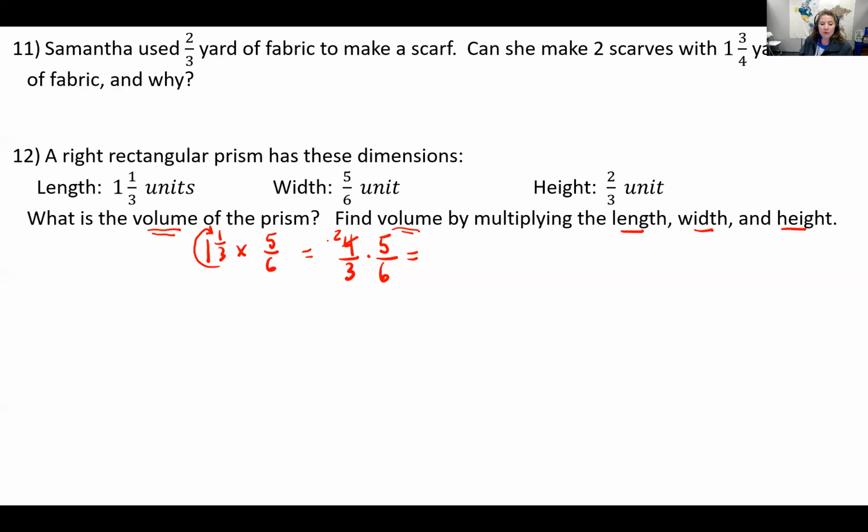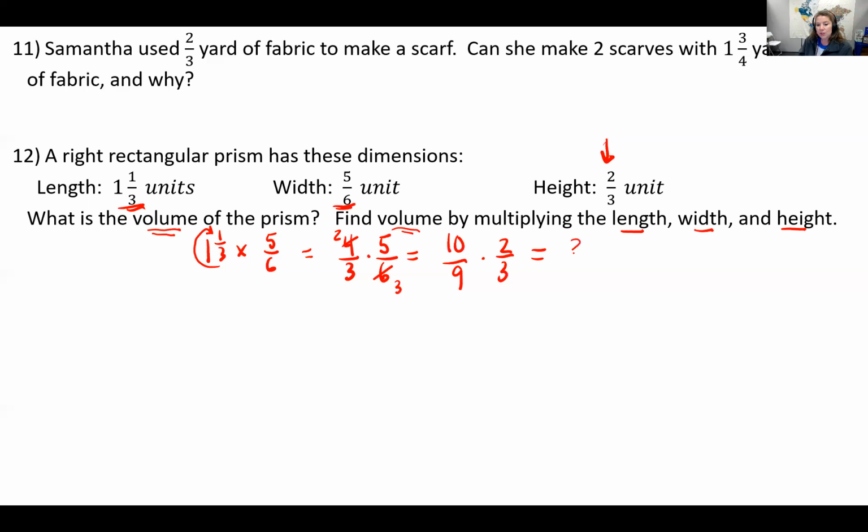All right, I could divide 4 and 6 by 2. 4 divided by 2 is 2. 6 divided by 2 is 3. Now I'm going to multiply straight across. So I get 10/9. And now I got to multiply that answer by the height. We multiplied the length times the width, and now we're going to multiply by the height, which is 2/3. I'm going to multiply straight across. Nothing will go diagonally. I can't simplify.